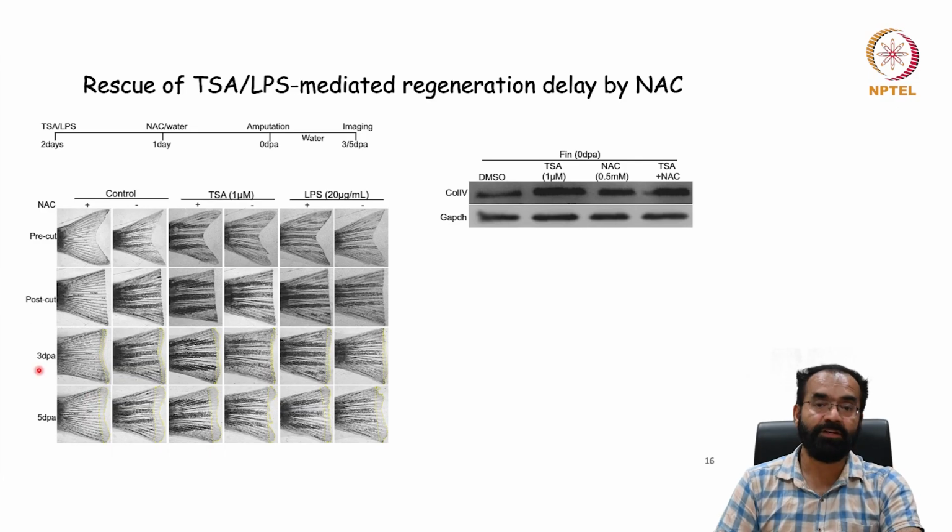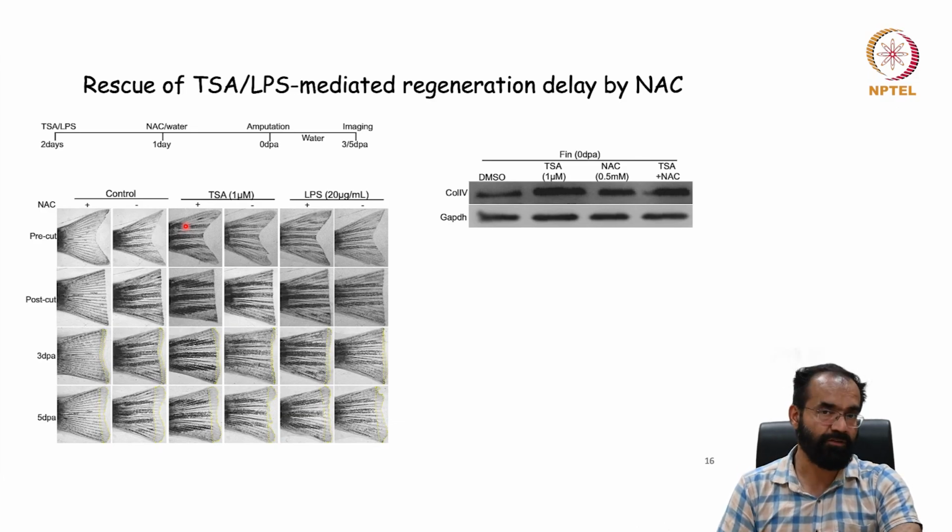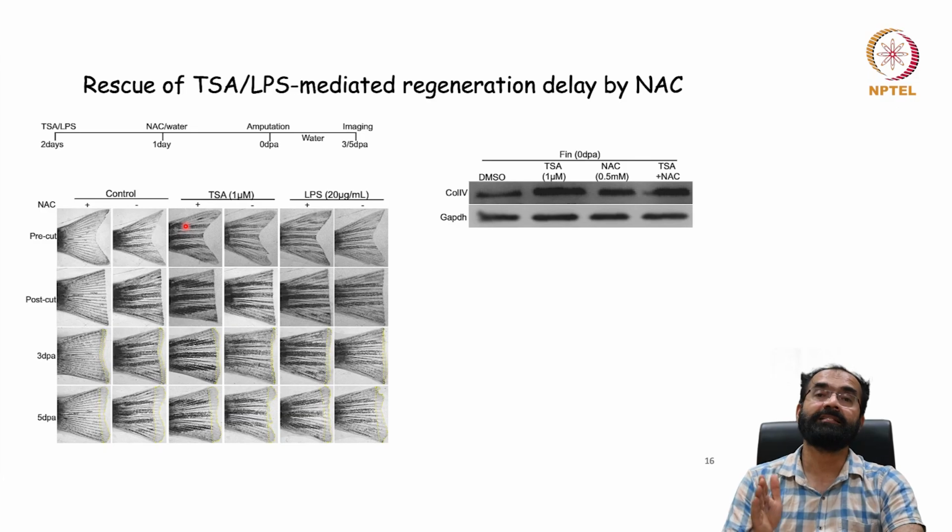At different times, when you go further, you can see with the TSA treatment how the blastema is low. With the LPS treatment also, the blastema remains low. Here you can see the same thing, we further added another compound called N-acetylcysteine, which is a free radical scavenger. Basically, whenever there is tissue damage, there will be a lot of reactive oxygen species. And whenever there is LPS treatment, a lot of free radicals will be formed.